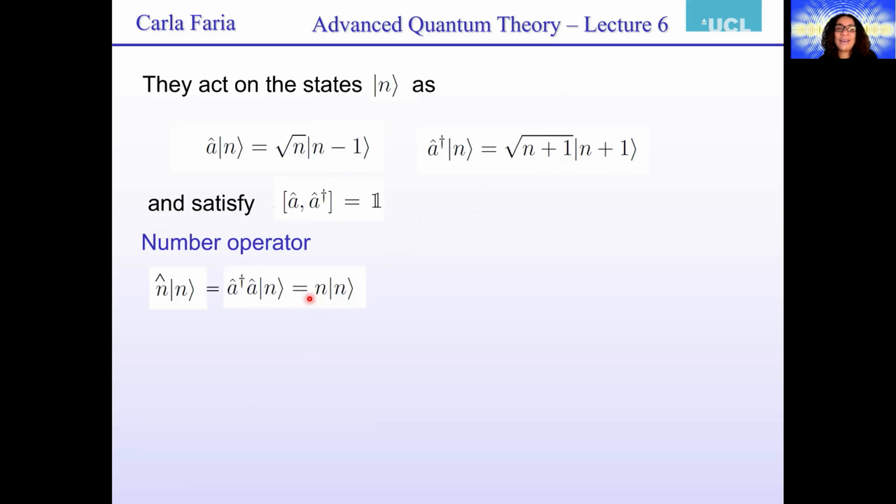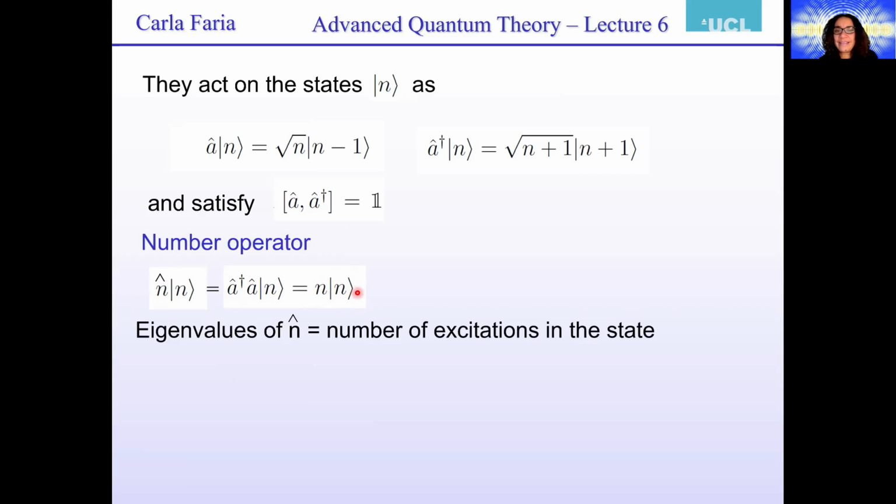And we can also define a number operator. If you apply this operator, given by a dagger a, to a state n, you just get the eigenvalue equation: you get the integer number n. This is viewed as giving the number of excitations that you have in that particular state. So in a state n, you would have n excitations.